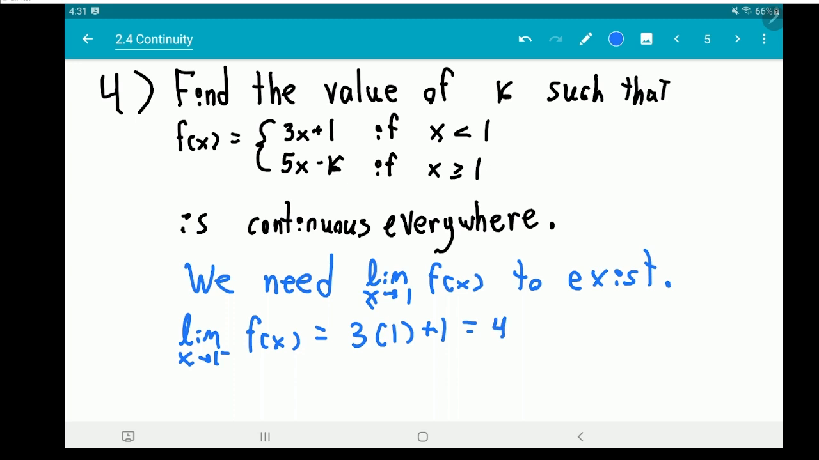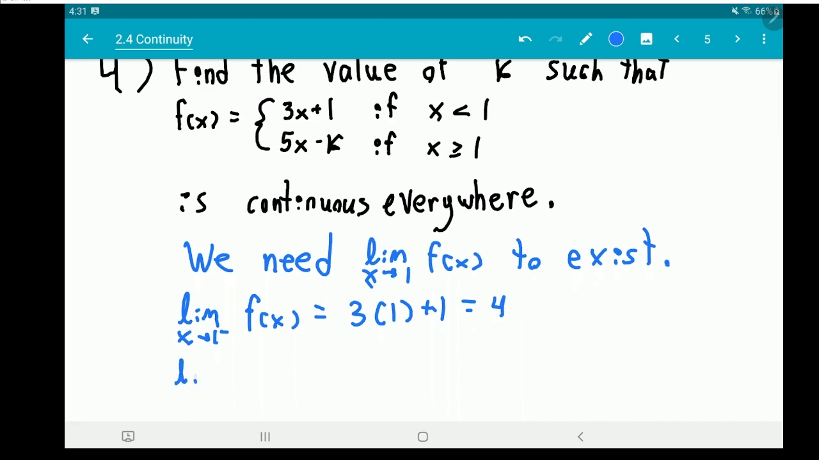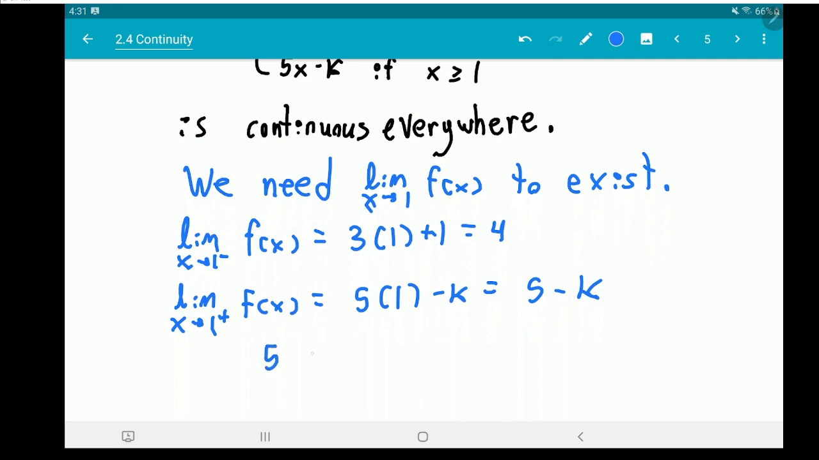That gives me 4. And then the right limit is 5 times 1 minus k equals 5 minus k. And now we want to set these two equal. So 5 minus k equals 4. Do some algebra, plus k to both sides. 5 is equal to 4 plus k. And now move the 4 over and get k is equal to 1.